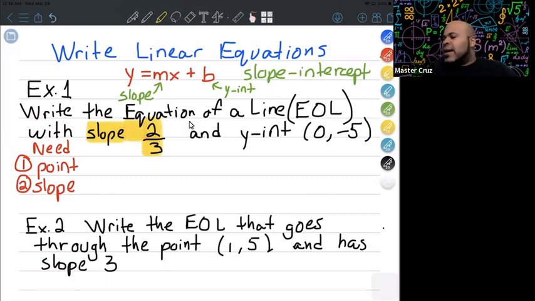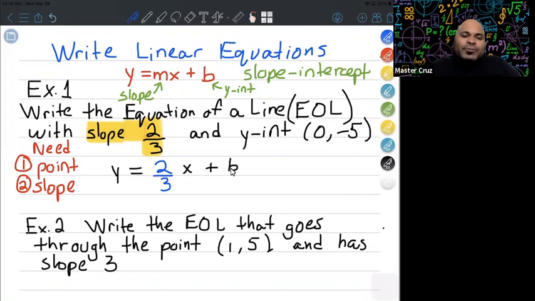So I could automatically, because I know that the answer is going to look like this, write, if I wanted to, y equals mx plus b, right? But then I'm going to replace m and I'm going to replace b. So I'm going to erase m and write down what m equals, which in this case is 2/3. And that comes straight from here. And then I need b. So I need to erase b and write down what b is.